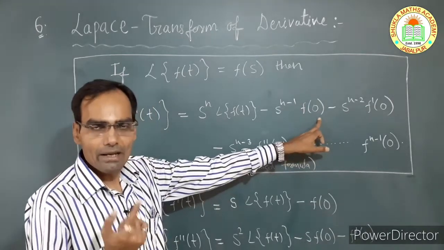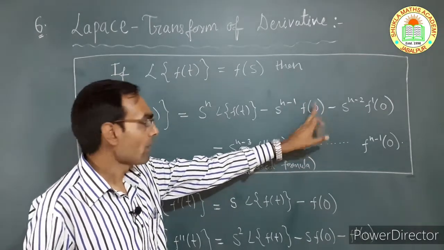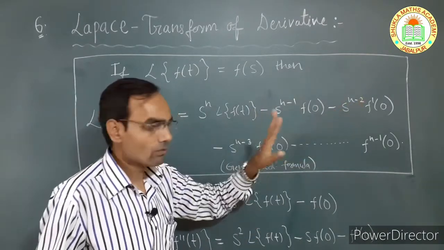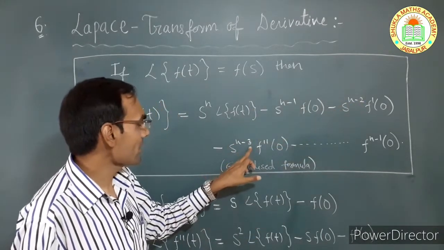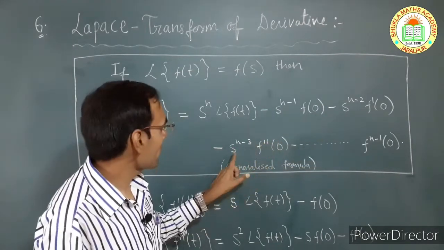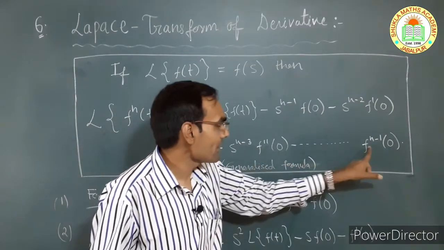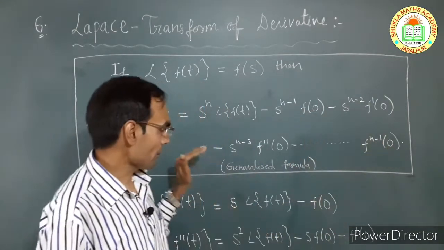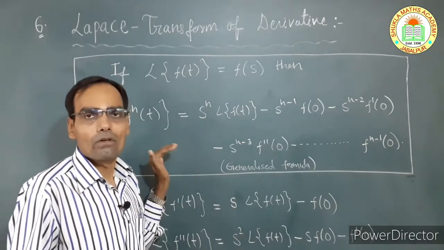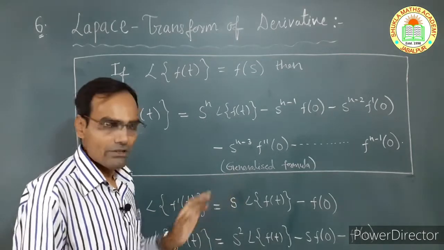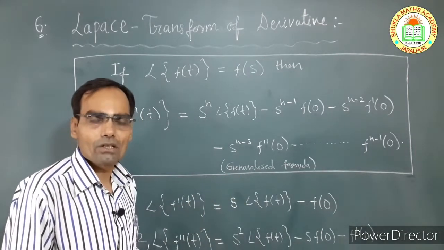means the value of the function f(t) at the point t equal to 0, minus s^(n-2) into f'(0), and minus s^(n-3) f''(0), and so on. So when we get s^0, then at last we get f^(n-1) at the point 0. That is called the formula of Laplace of nth derivative, and it is also called the generalized formula for Laplace of derivative.